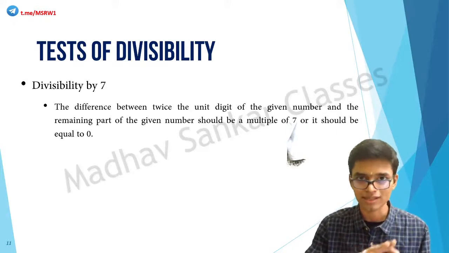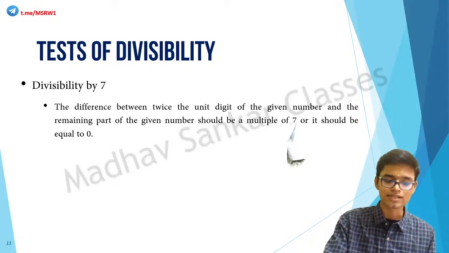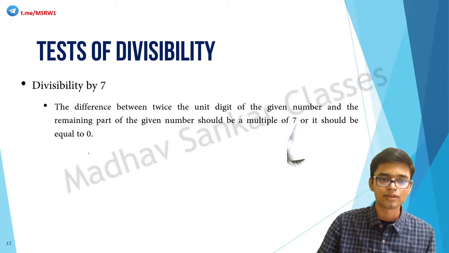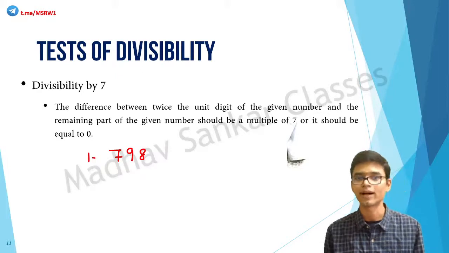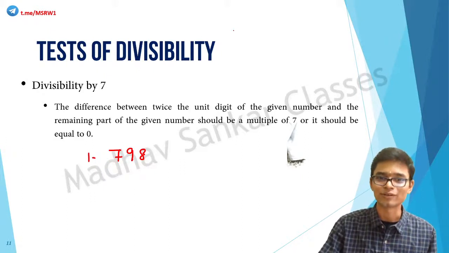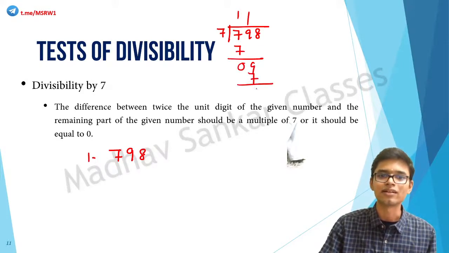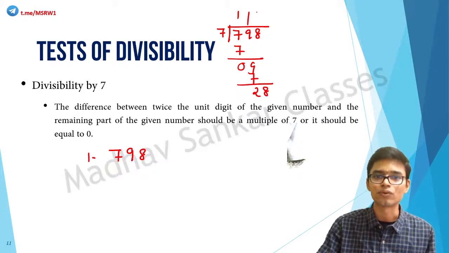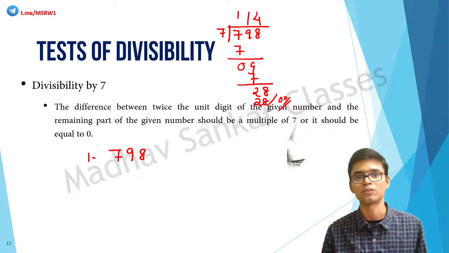I know that you did not understand anything, so I'm going to explain with an example. Divisibility test for 7. Let's take an example: 798. Is this number divisible by 7? Easiest way, you just divide it and see if there is a remainder. Divide it by 7. 1 7 is 7, nothing. 9: 1 7 is 7, remaining is 2, and 28. 4 7s are 28. It is perfectly divisible because the remainder is 0.